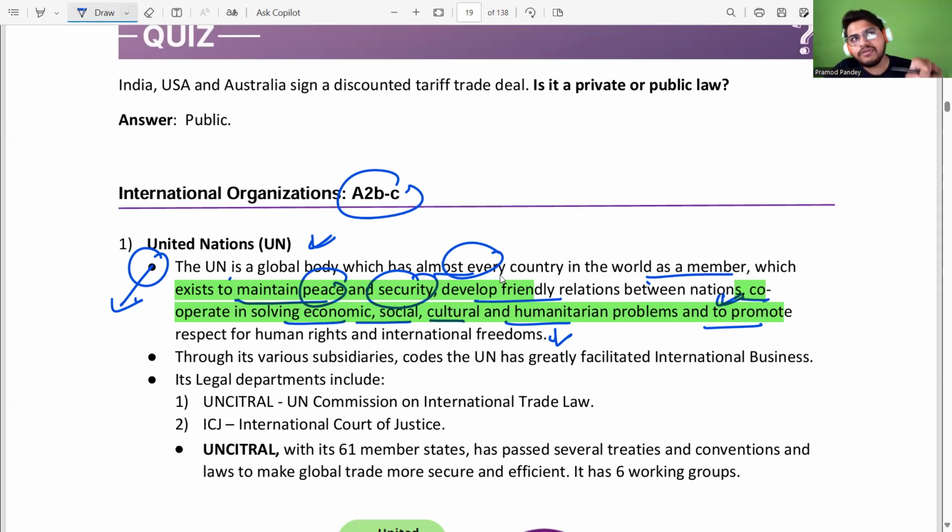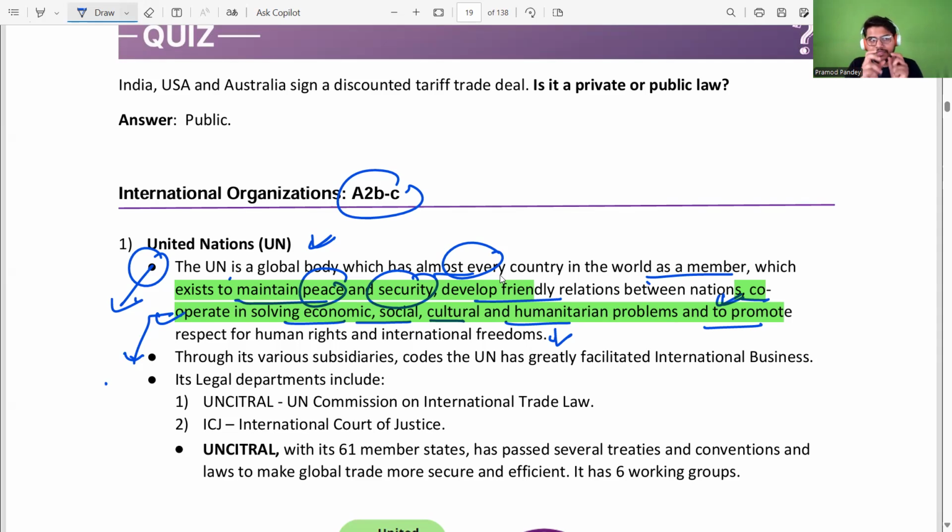So why have you got this? Because you are focusing on the words, right? In the law paper, focusing on the words is essential and important, to be very honest, because you can lose easy marks. If the question asks for the best answer and you select the cooperating one, you will lose the 2 marks or 1 mark, whatever it is for. Although you know this is a correct answer, you are answering a different line. They do cooperate and help in solving economic, social, and cultural problems, but the main reason for the existence is to maintain peace, security, and develop friendly relations.